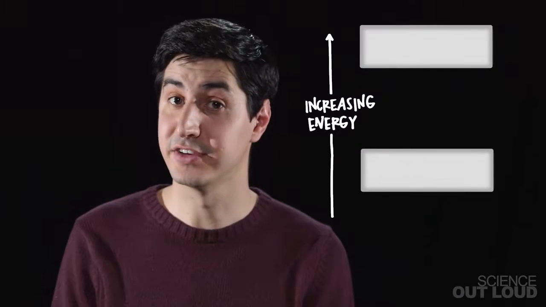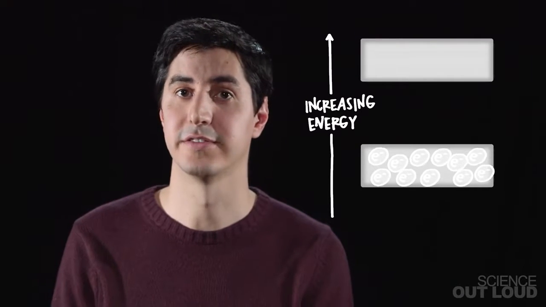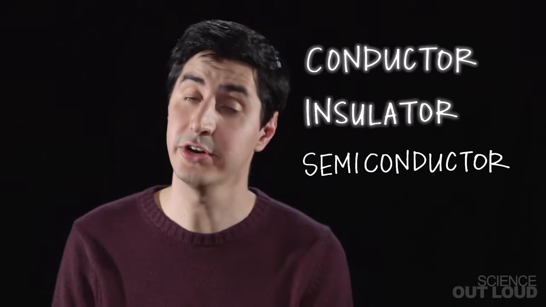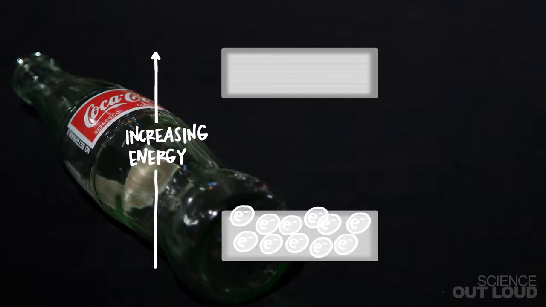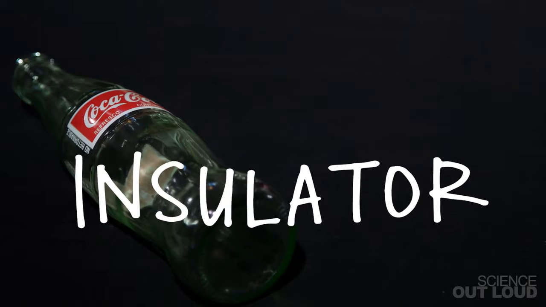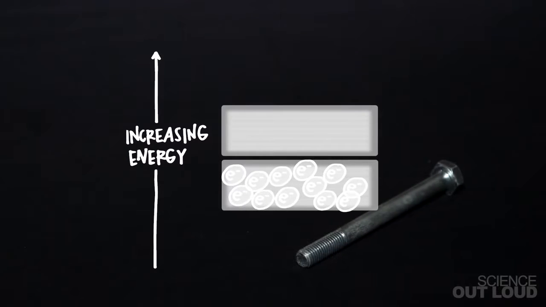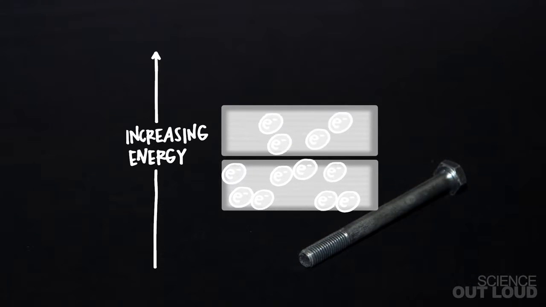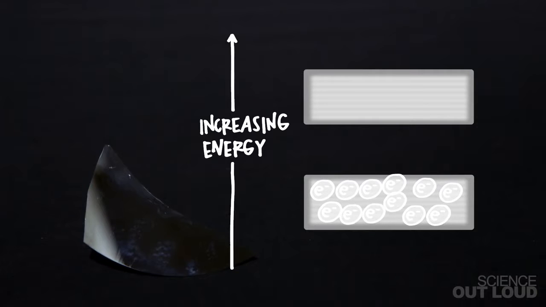The spacing of these energy levels and how they're filled with electrons determines if the material is a conductor, insulator, or semiconductor. If there's a huge gap between the lower energy levels and the higher ones, it's hard for electrons to jump to the higher ones, so current can't flow, and it's an insulator like this glass. Metals have no gap at all. Electrons can move to the higher energy levels with no problem. Current can flow. Semiconductors fall somewhere in the middle. They have a medium-sized band gap.